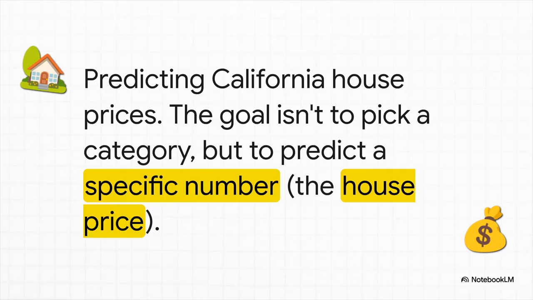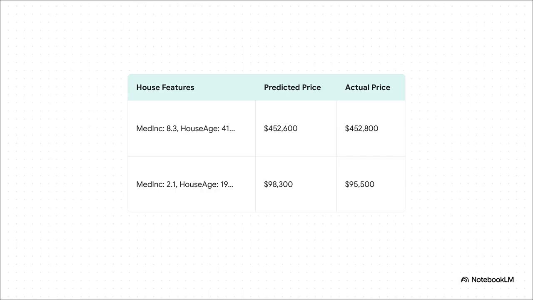All right, let's switch gears from classification to regression. Here, the goal isn't to pick a category, but to predict a specific number, in this case, the price of a house. For this kind of task, the model takes in all these different features about a house. The median income in the neighborhood, how old the house is, things like that. Every one of the hundreds of trees in the forest will spit out its own price prediction. And the final number you see? It's literally just the average of all those individual guesses. And as you can see, man, it can get incredibly close to the real price.